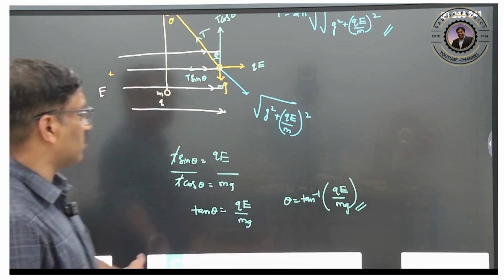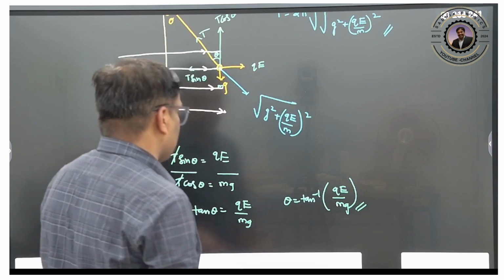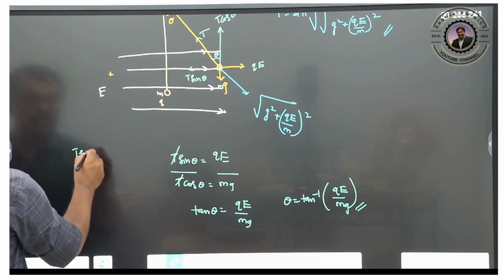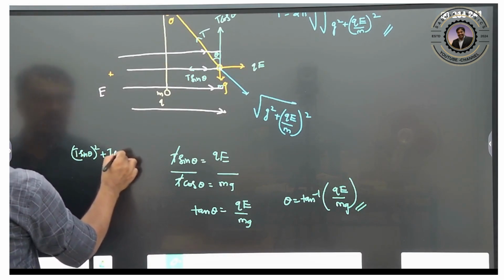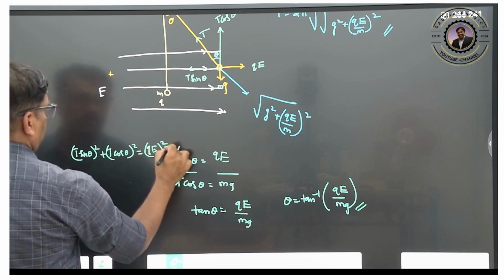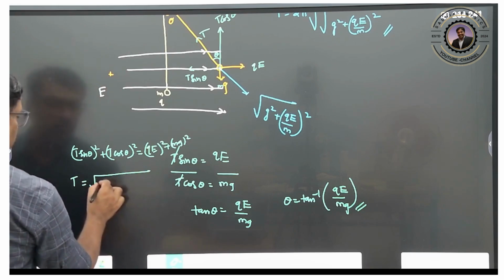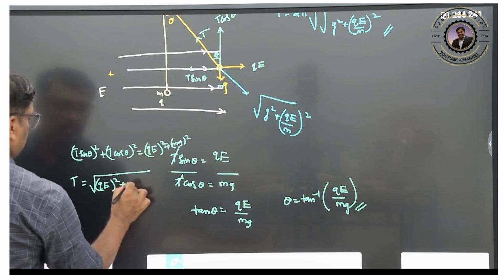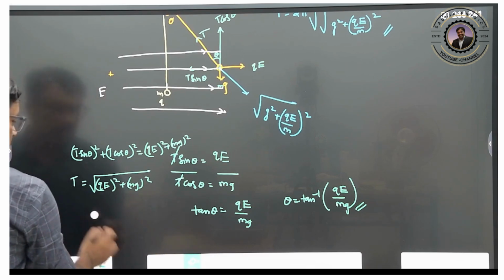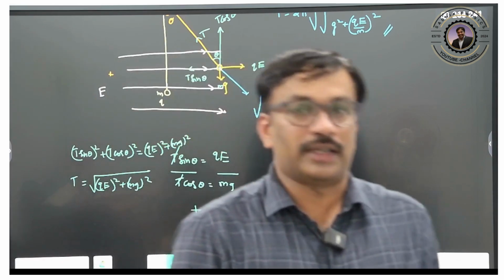Clear? So, in this way you can calculate the tension, and also the angle. Tension means what? T sin theta, square it, and add T cos theta whole square, is equal to QE whole square plus mg whole square. So T is equal to root of QE whole square plus mg whole square. Clear? So in this way you can solve the tension in this one.